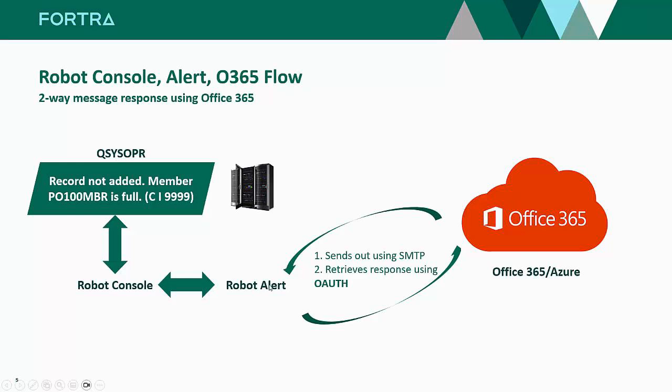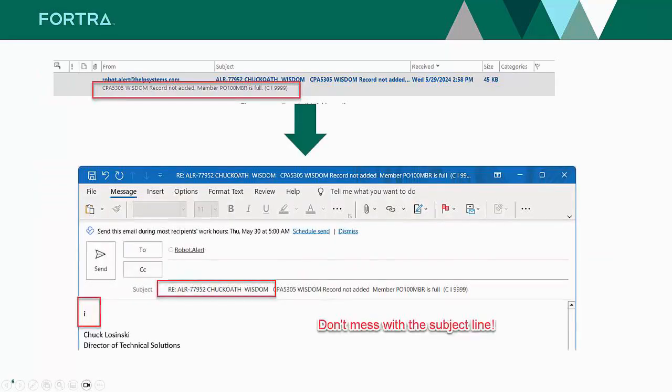Robot Alert will then reach into that Office 365 account, authorized using OAuth. It will retrieve the reply. It will hand that back off to Robot Console, and Robot Console will apply the reply value back to the message waiting in QSYSOPR. So how does that look?